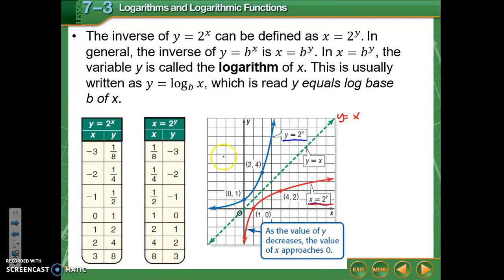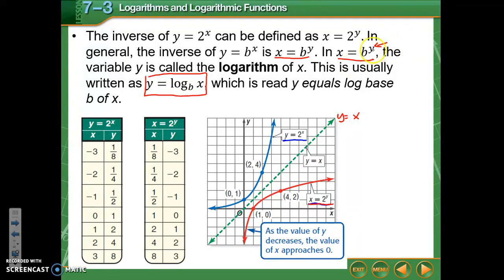So let's compare this a little bit. Here they show us the two tables of values, and you can see that the domain and the range just switch. When we rewrite our function like this, x equals b to the y, that's the inverse of the exponential function, and we solve for y, which looks like this, and we're going to look more at this notation in a second. But basically, when we write it like this, that exponent, that y, is called the logarithm of x.